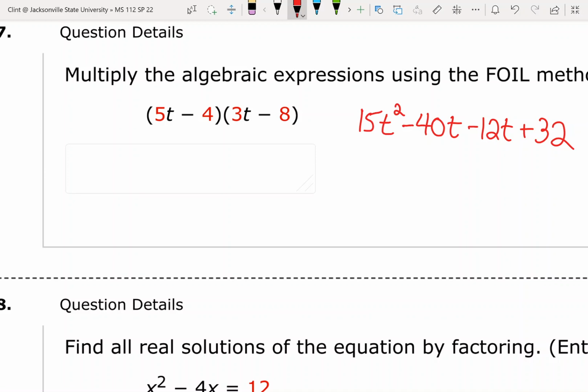Okay. So then we just simplify where we can. On this one, we have like terms in the middle we can combine. So we'll have 15t squared. Combining our middle terms, minus 40t and minus 12t, give us minus 52t, and then plus 32. That's it. That's all we have to do. Just multiply.